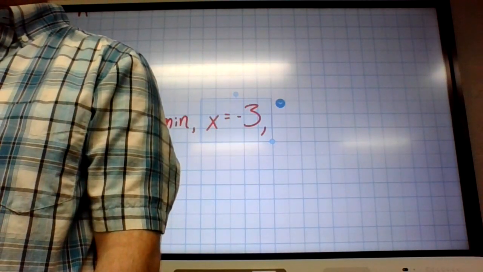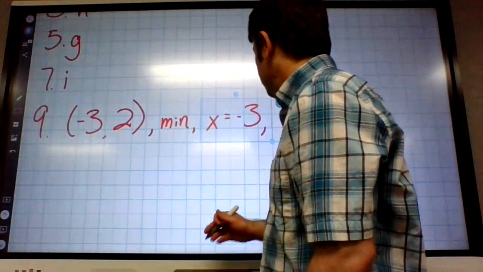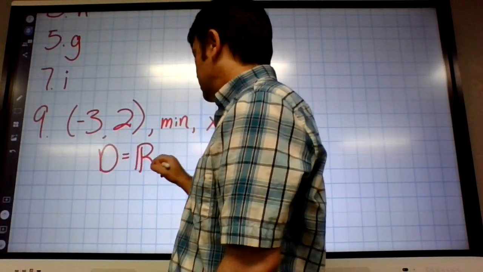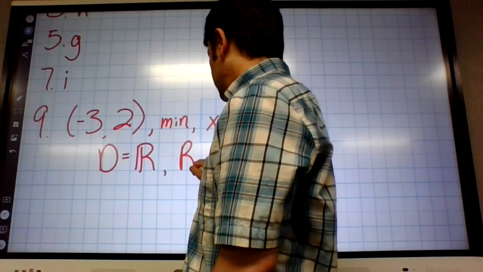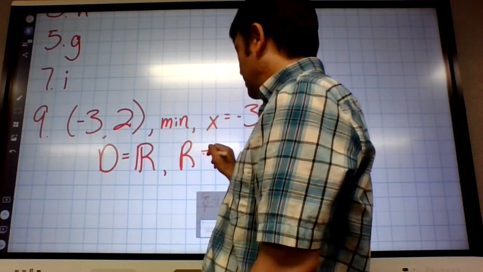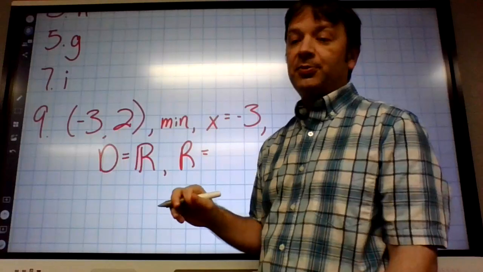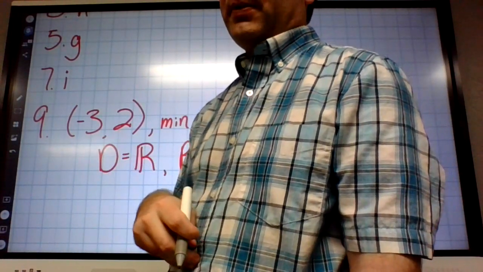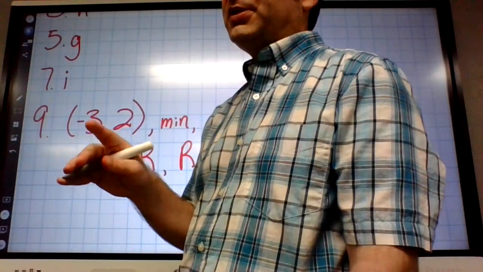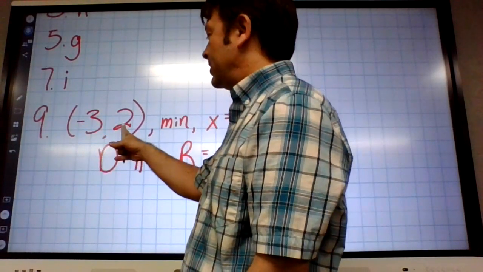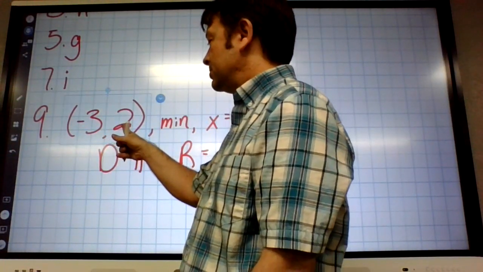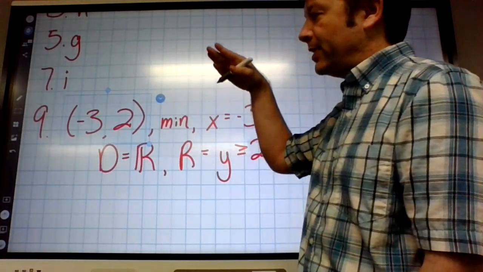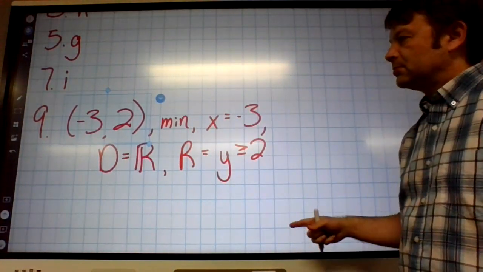Okay, and then it asks the domain. All real numbers. All parabolas, so it's always all real numbers. You got some easy points there. The range, we have to think a little bit on this one. What's the range for number 9? Greater than or equal to 2. The vertex, the lowest point on that graph, is y equals 2. So y is greater than or equal to 2 describes all the y values that are used.